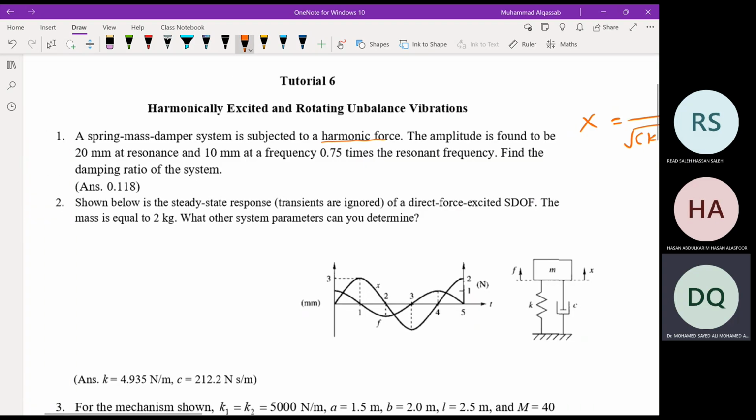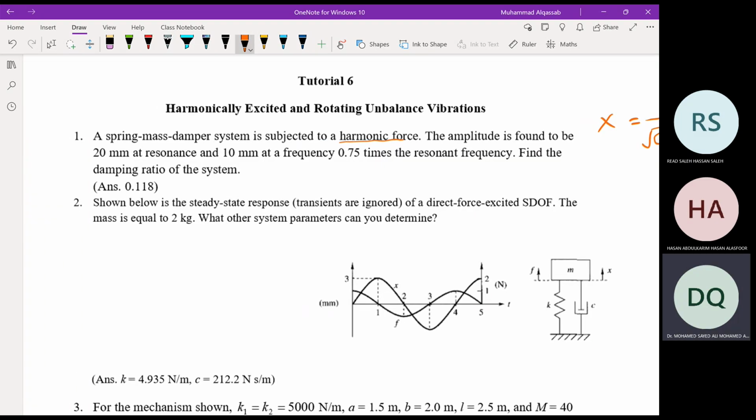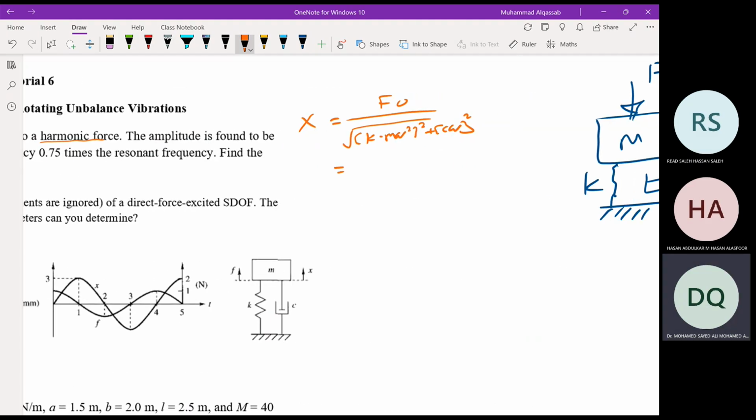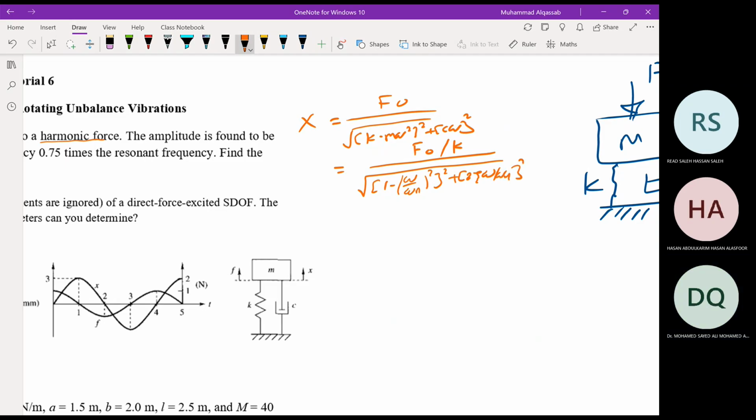Now the amplitude is found to be 20 millimeter at resonance, which means when omega equal to omega n. You can also write this equation as F naught over k divided by the square root of 1 minus omega over omega n squared, all squared, plus 2 zeta omega over omega n squared. This is also added in the formula sheet.